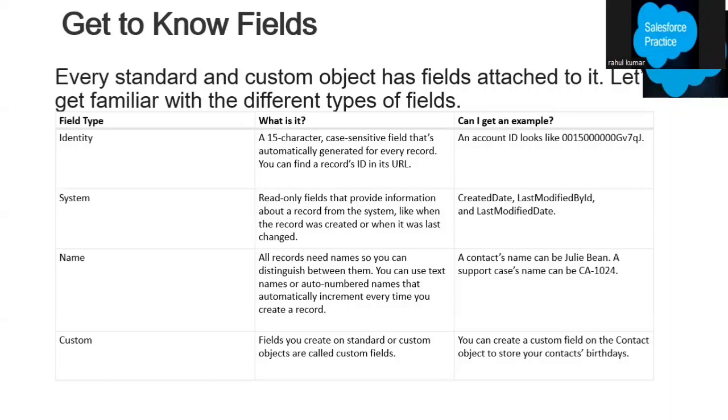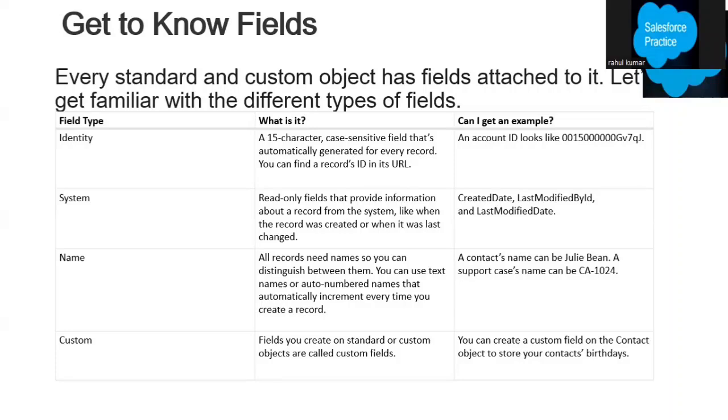Okay, next we have name, that is your record name field. All records need names so you can distinguish between them. You can use text, or you can use an auto number name that automatically increases every time you create a record. Next we have custom field data types. Fields you create on a standard or custom object are called custom fields.